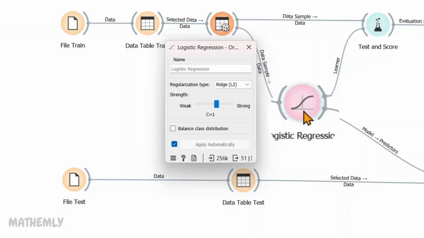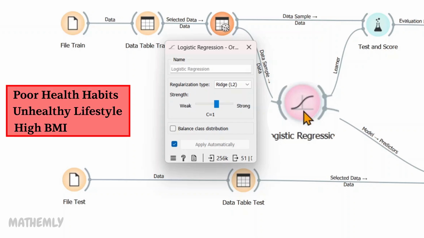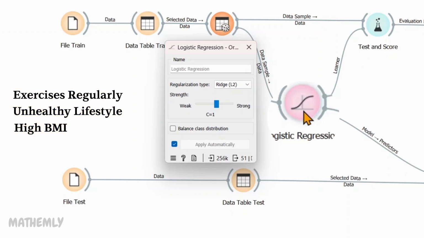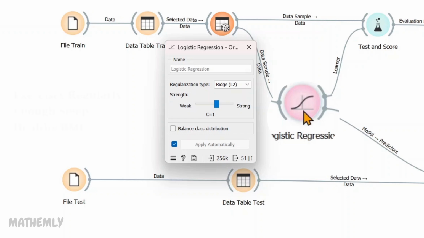For example, if someone has poor health habits, an unhealthy lifestyle, and a high BMI, the model may predict a higher risk of heart disease. On the other hand, someone who exercises regularly, maintains a healthy BMI, and gets enough sleep is more likely to be classified as having a low risk. The model assigns probabilities to each outcome and makes a decision based on these probabilities. Logistic regression is a great choice for binary classification tasks like this because it provides clear, interpretable results while effectively capturing relationships between lifestyle choices and heart disease risk.